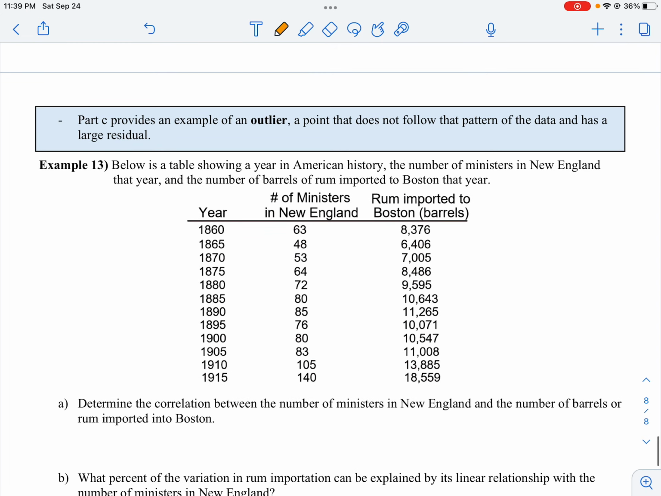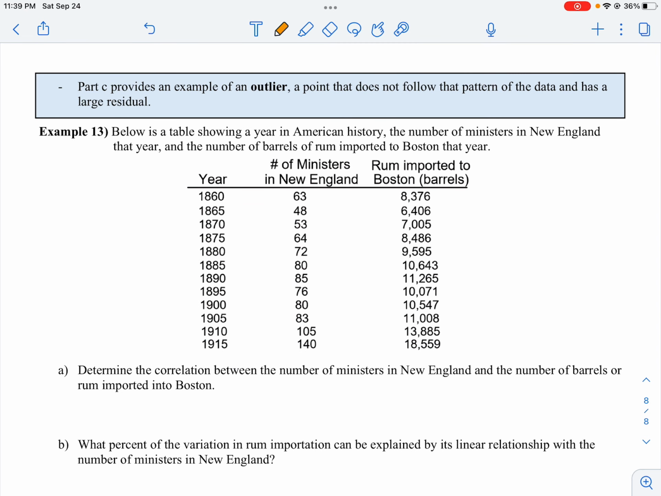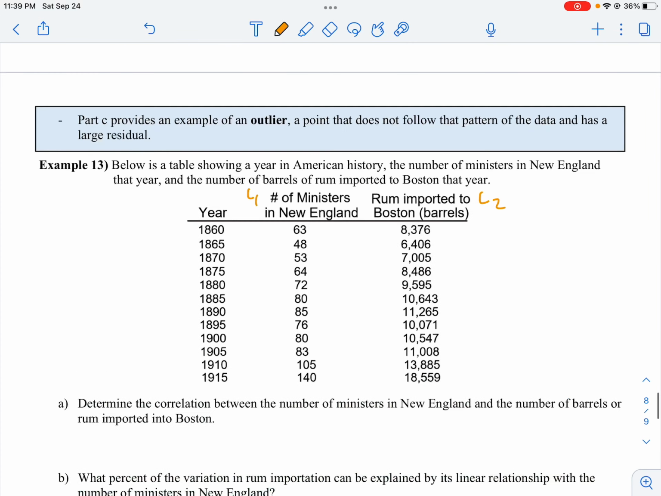Now, last example that we are going to do, again, you don't need to put this into your calculator. I'll take care of that for you. But in example 13, below is the table of a year in American history. So we can see that right here. The number of ministers in New England that year, and the number of barrels of rum imported into Boston that year. And so what I'm doing is I put this into list 1 and list 2, but for me it's actually list 3 and list 4. And we're going to do some calculations with this really quick.